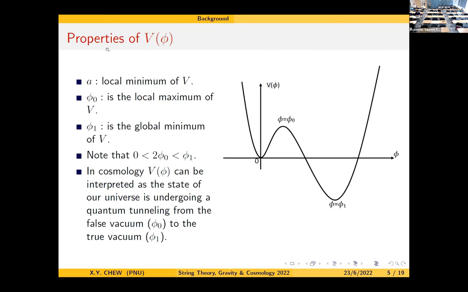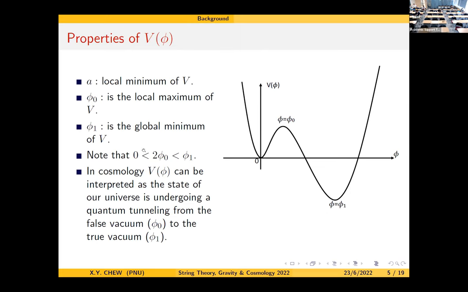Now we'll talk about the properties of the potential. I think if you listened to the talk by Professor Tai Rongen, maybe you have already seen this potential. This potential has a local minimum at A. And then phi naught is the local maximum of the potential. Here is the phi naught, which is the local maximum of the potential. Phi one is the global minimum of the potential. So here is the phi one.